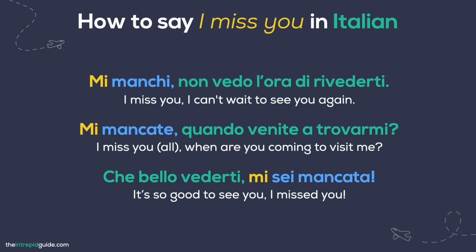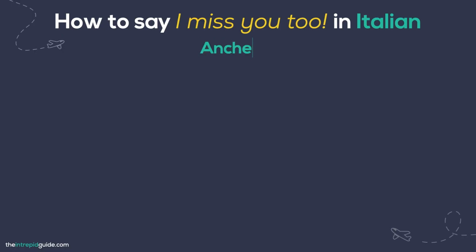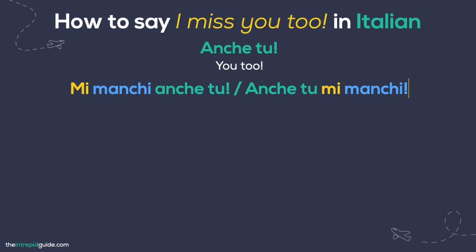I missed you. Let's take a look at how to say I miss you too in Italian. Now, when someone tells you that they miss you, it's only natural to reply with I miss you too, right? Well, here are some common ways that you can express this in Italian. You can say Anche tu, you too, for a simple and direct response. You can also say Mi manchi anche tu.